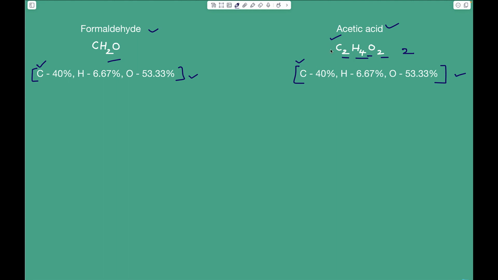And if you rewrite the formula of acetic acid, after dividing these subscripts by 2, you would get a new formula that looks like this. And in this formula, the subscripts are shown with smallest integer numbers. Such a formula is called empirical formula.